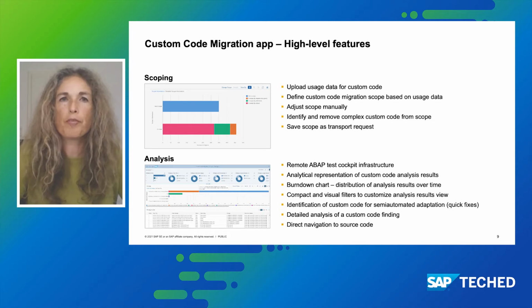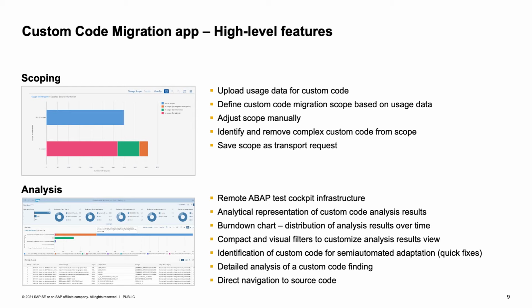The custom code migration app comes along with two main high-level features, scoping and analysis. During scoping, you determine the custom code which should be migrated, and analysis helps you to analyze your custom code for migration. During scoping, you can upload collected usage data for your custom code and define the initial scope based on that. You can adjust the scope manually anytime, and you can, of course, identify your complex custom code and remove it from scope. Finally, you save the scope as a transport request.